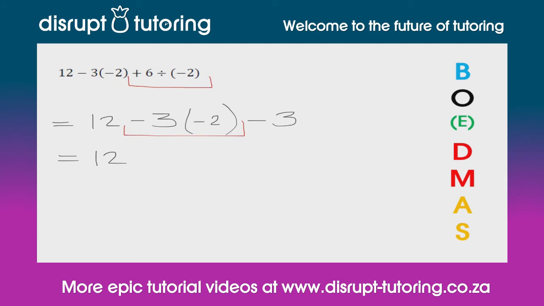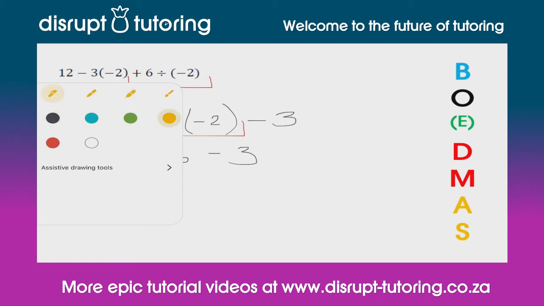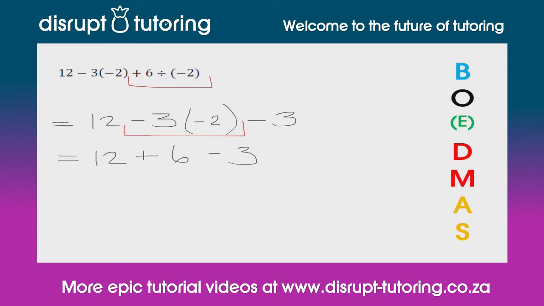So we're going to keep that 12 there, untouched, and we're going to say minus 3 times minus 2. Minus and a minus gives us a plus. 3 times 2 gives us 6. And then we've still got the minus 3 on the outside. Right. Nice. We have dealt with all of our multiplication, and we can now move on to our addition.